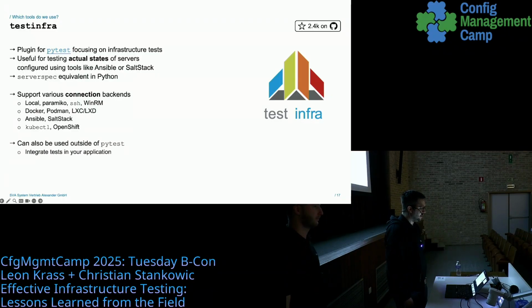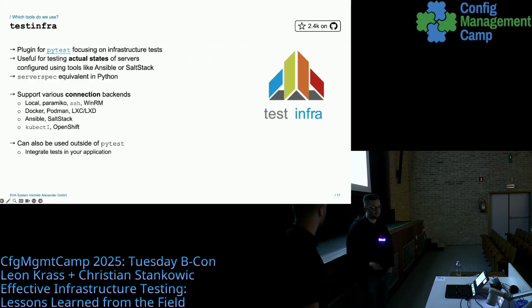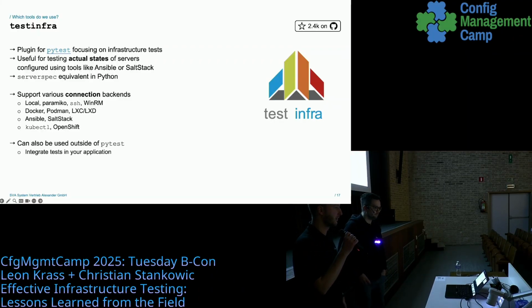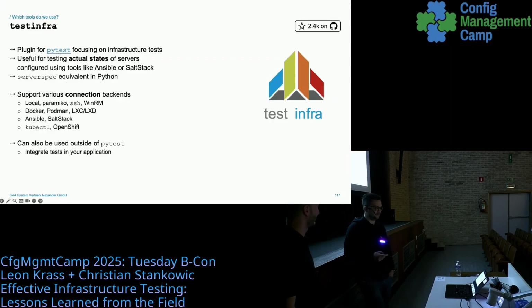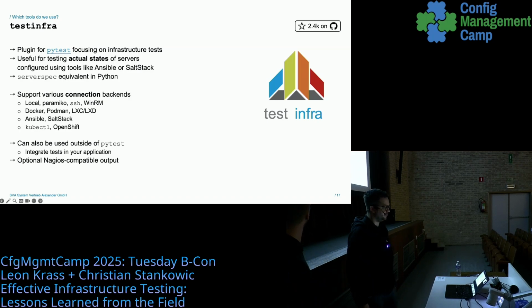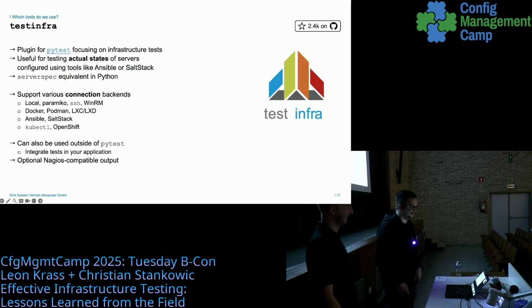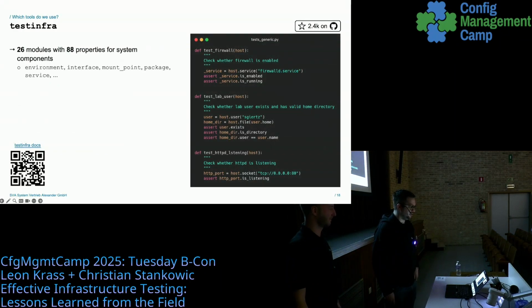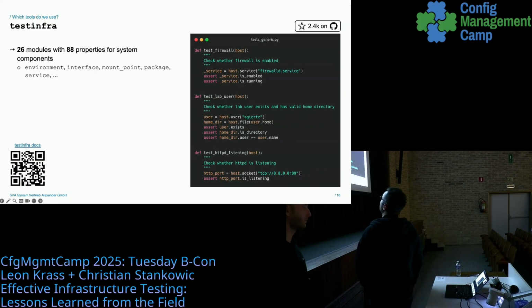It can also be used outside of PyTest. So it's also a library that you can include in your own applications if you write Python code. So you can test your application within your application with a proper testing framework. With the right tools, you can also make a binary from it. Yo dog, I heard you like testing, so we put a test suite in a test suite. And of course, it has optional Nagios compatible output. I don't know whether this is relevant to you, but it's possible to have a fancy Nagios or Icinga based dashboard with your unit tests. So let's show an example. We have 26 modules and 88 properties for system information.